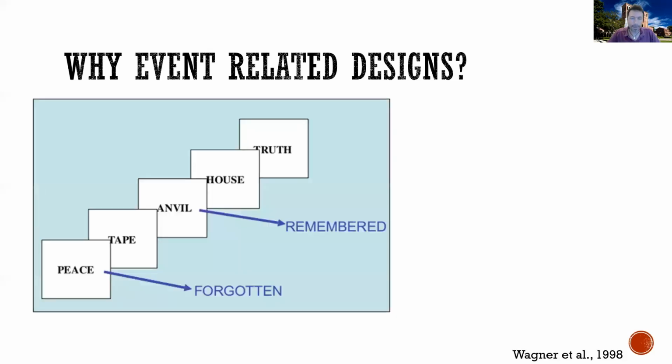In 1998, Wagner and colleagues were interested in what is the difference in the brain between items that you view and then remember versus items that you view but forget. What correlates with remembering versus forgetting something that you have seen? Their experiment went as follows.